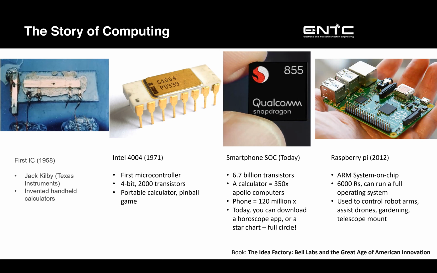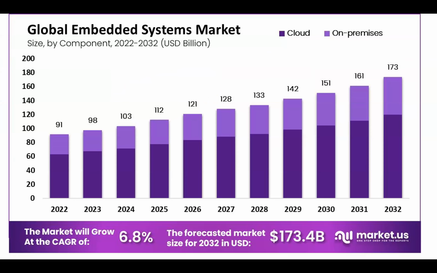It's used to control robot arms and drones and gardening and all these things. It's basically a full computer, which was introduced in 2012, and I'm sure you might have known about that. And it's very cheap. You can buy it, program it and do stuff as well. So we have that kind of power in our hands today. So that's the message.